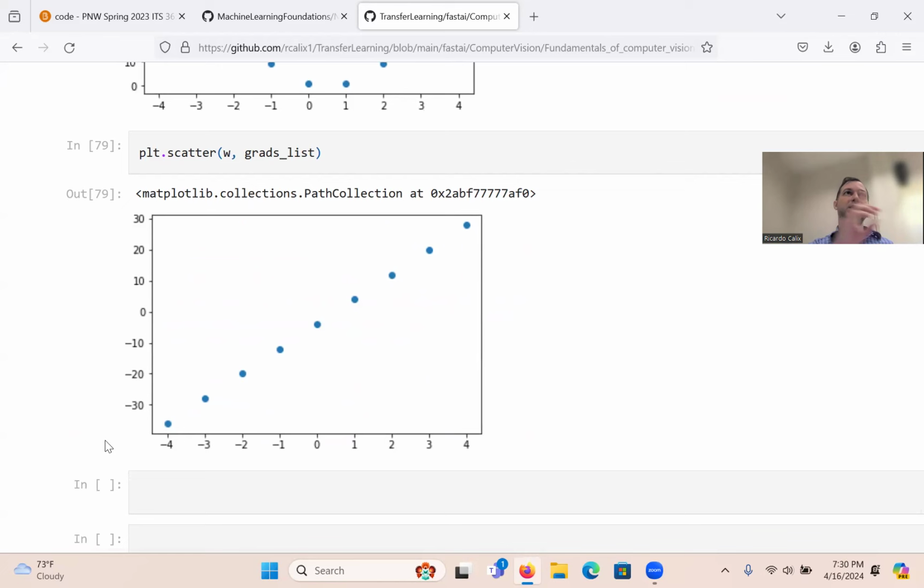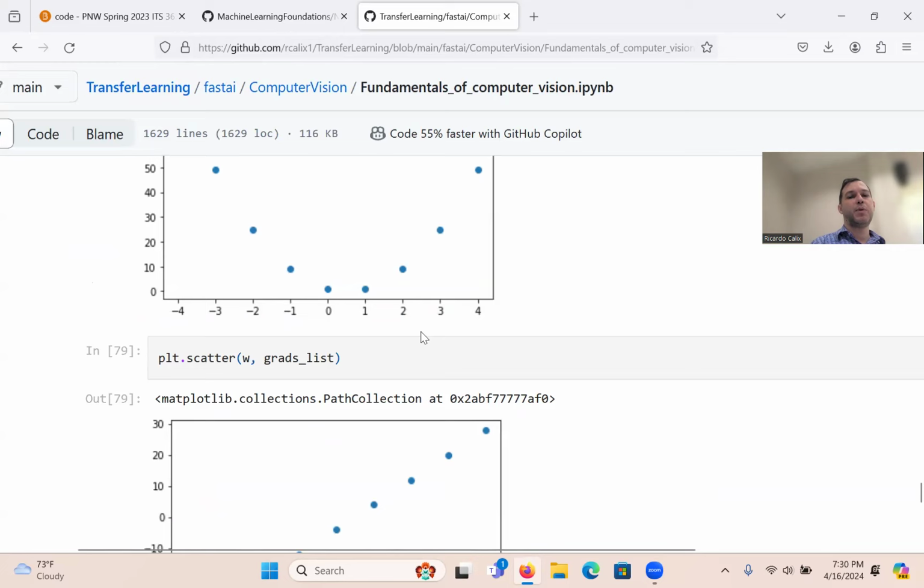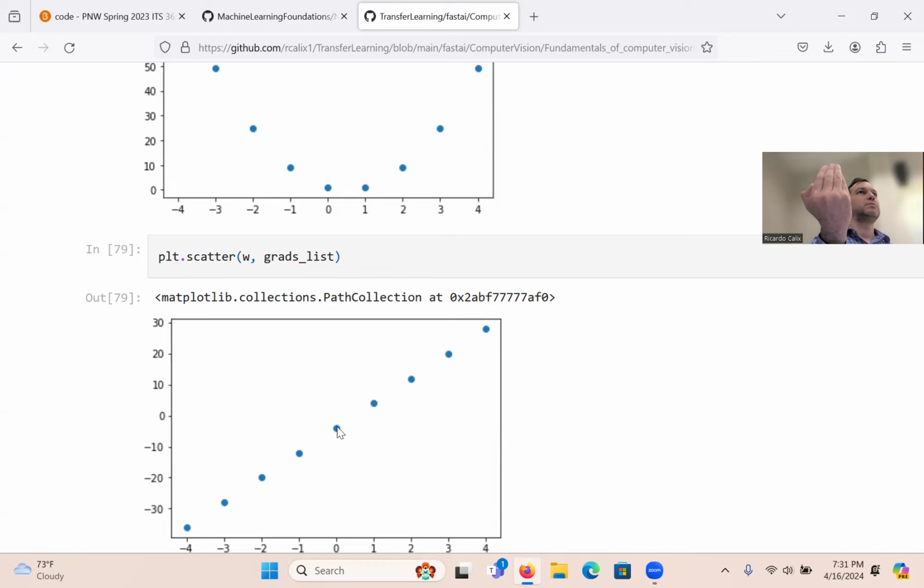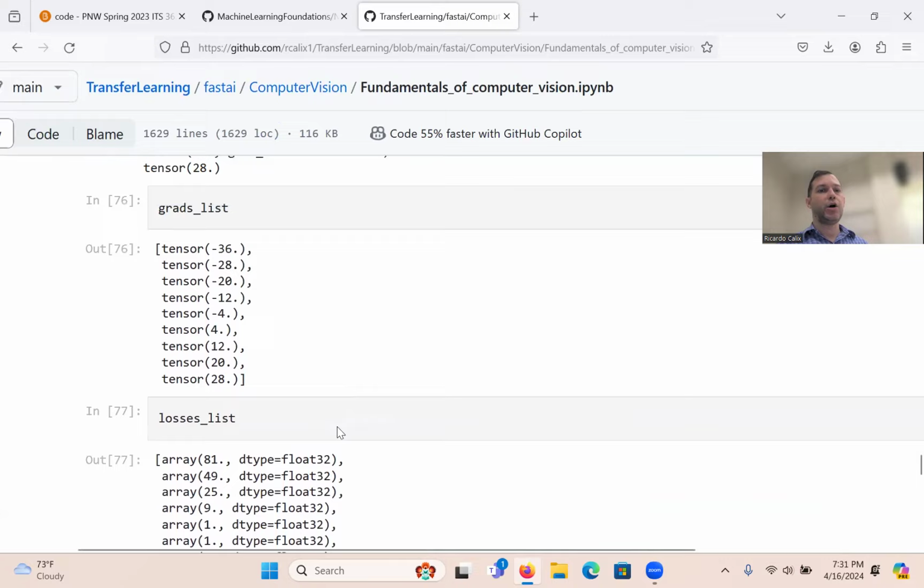Notice that it's negative on this side, and on this side it's positive, and if you're at the bottom, it's 0. You see that? Because you've achieved the optimal. Okay, so we can take a look at it in the code here.